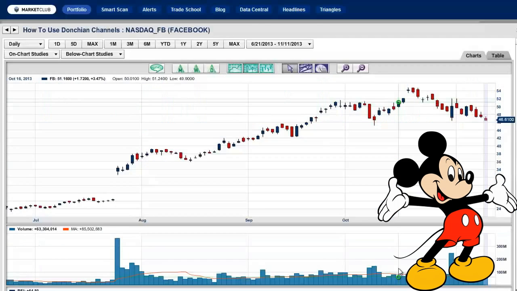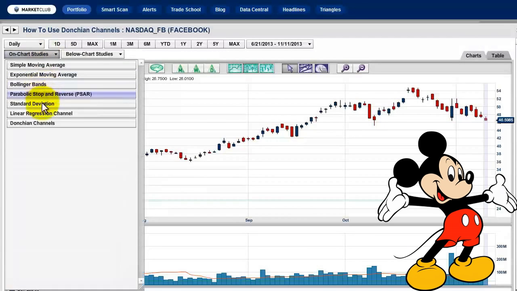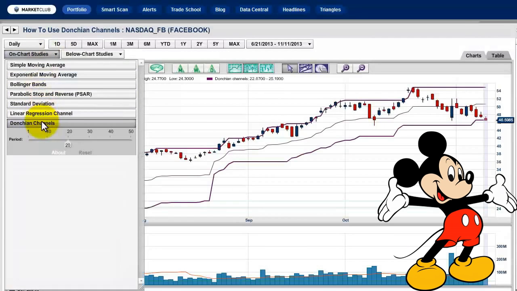What we're looking at on the screen is a daily candlestick chart of a well-known security. It could be any security. The first thing we have to do is put on the Donchian trading channels themselves. We simply go to our on-chart studies, because this is an overlay on top of prices. Click once, move down and select the Donchian channels, and click once. You can see it's right away on the chart.